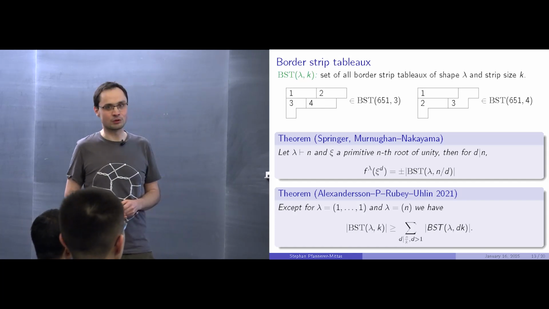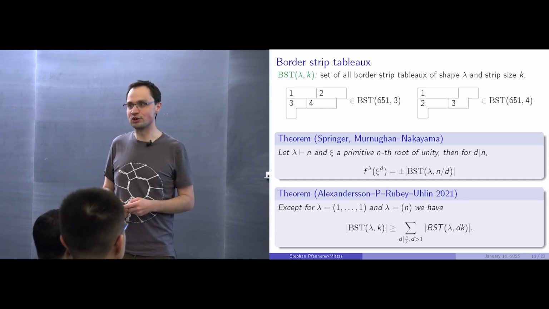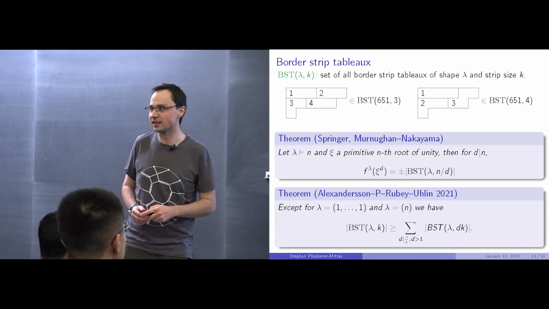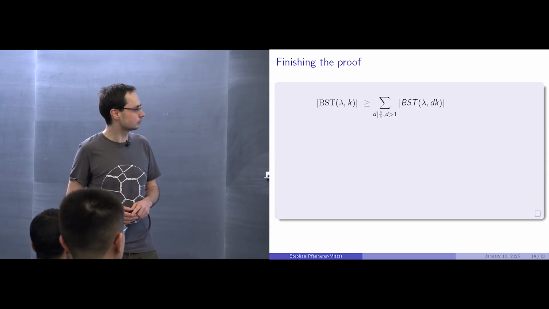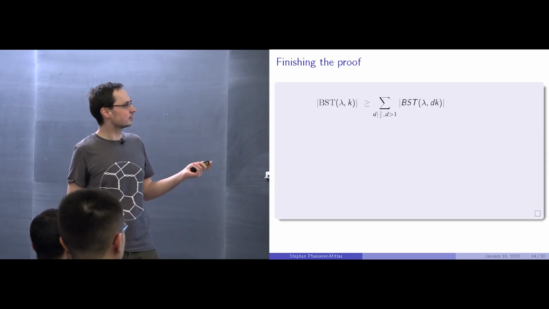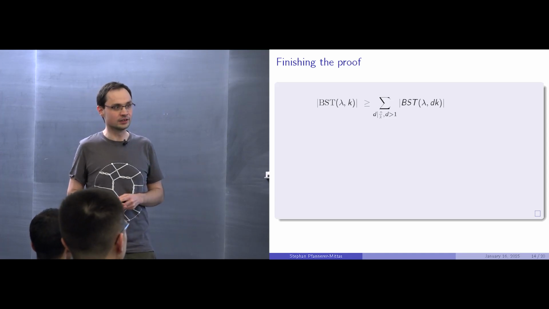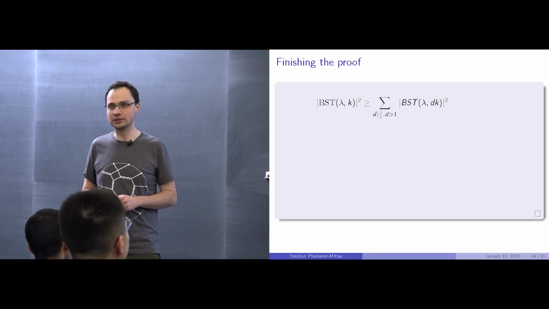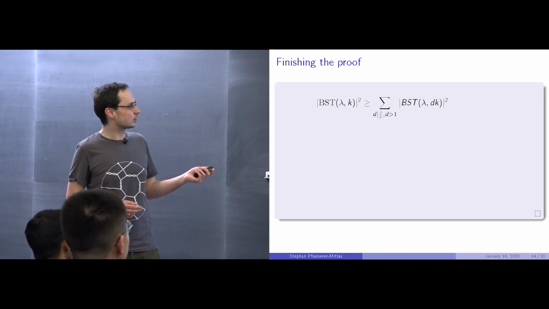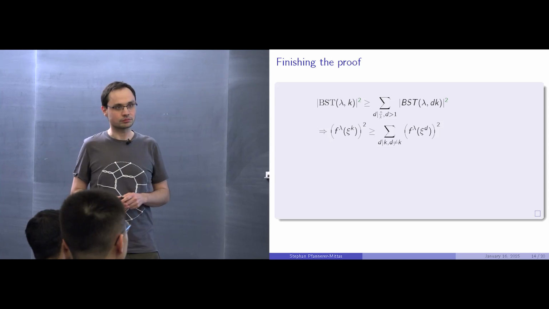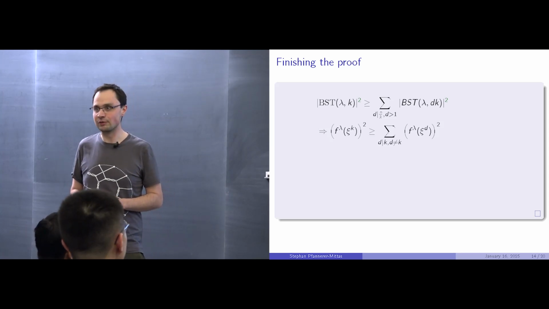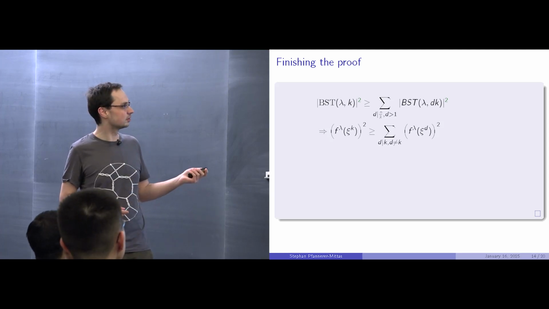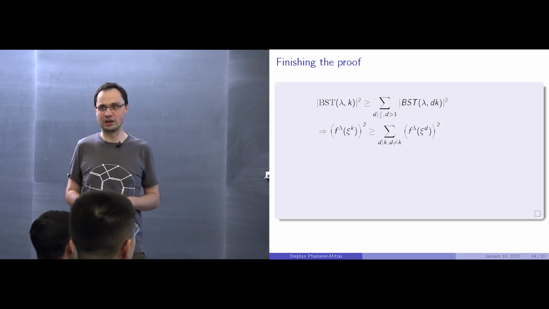Okay, so with this inequality, we can now show that the inequality in the theorem by Alexanderson and Armini is satisfied. So this is the inequality that we just had. Now we can also put squares in there and it's still valid. With the squares in here, we can use our f lambda evaluated at the roots of unity, because now we don't need to care about the signs, because the square eats the sign.